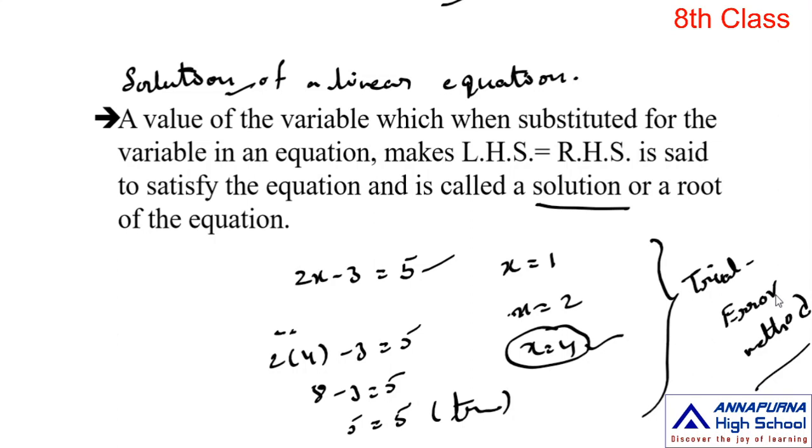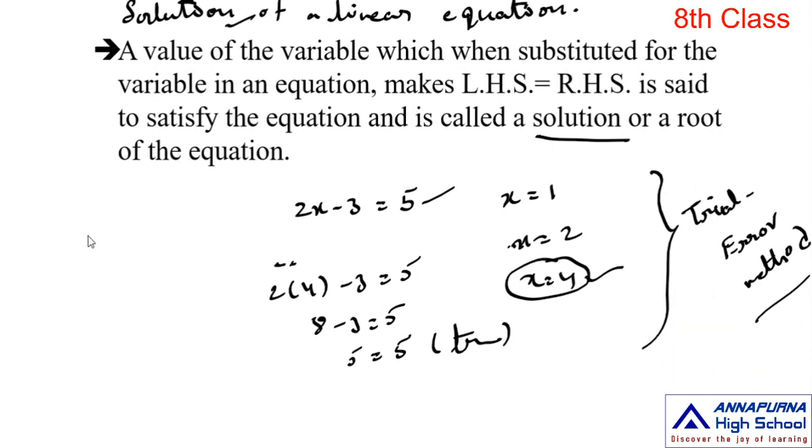But when you come to the 7th class, we learn one more important method to solve a linear equation. Do you remember that? That method is balancing the equation. By balancing the equation, we find the solution of a linear equation, that means a simple equation. For example, let us take the same equation, 2x minus 3 is equal to 5.